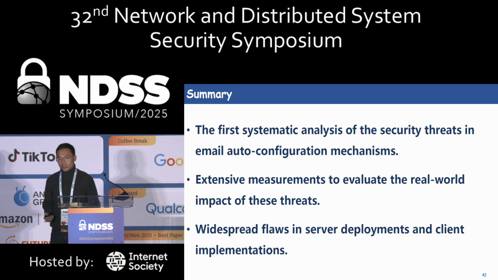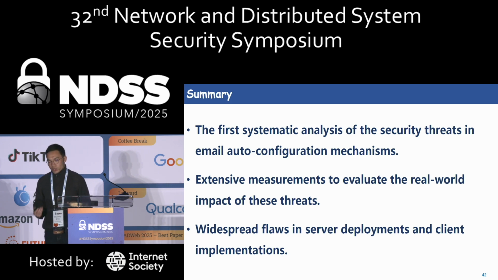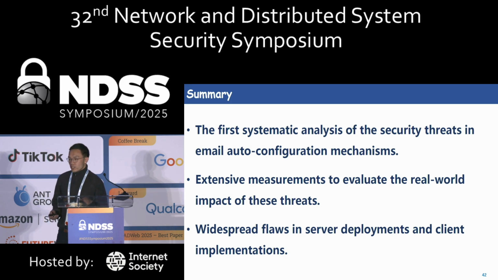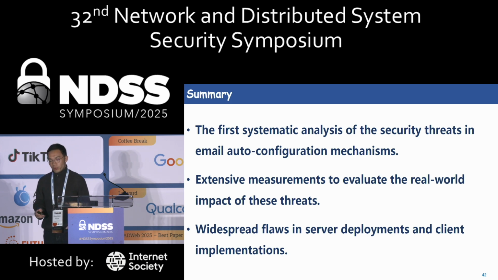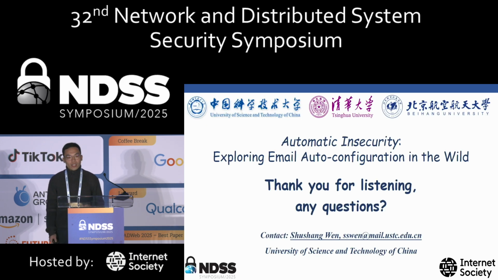So to conclude, we conduct the first systematic analysis of the security threats in email auto-configuration mechanisms, followed by extensive measurements to evaluate the real-world impact of these threats. And finally, we found widespread flaws in server deployments and client implementations. So thank you all for listening. Any questions?